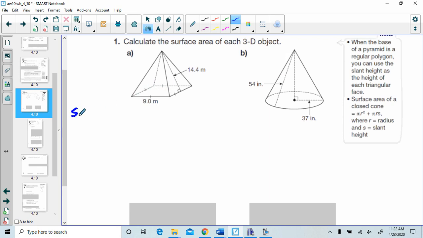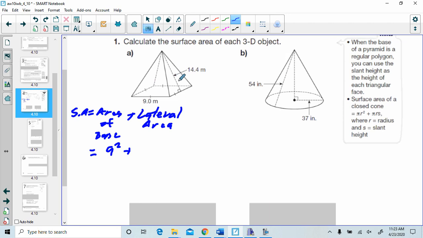So we'll just start by going surface area equals area of base plus lateral area. The lateral area is all the other area above the base. Basically all the area not including the base, or bases if there's more than one. So when we look at the area of the base, we can see that it's 9 by 9. So it's a square. So it's 9 squared plus the lateral surface area.